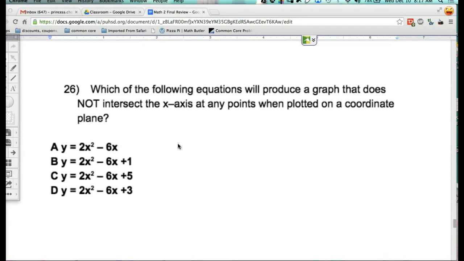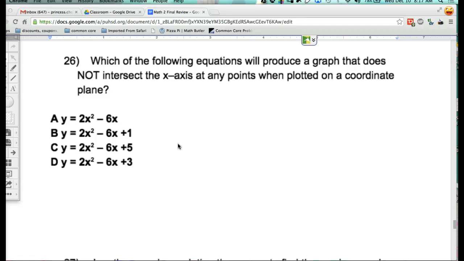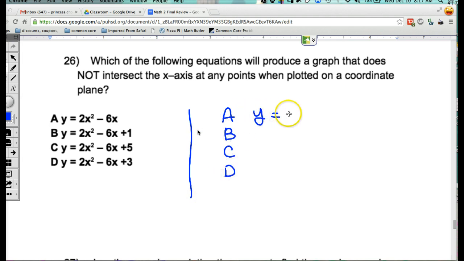Oh, your practice question is not there. So what I'm going to do is I'm just going to give you an equation, and I want you to tell me... Let me go ahead and give you a set of different options, A, B, C, D. And then let me give you something like y is equal to 3x squared minus 4x, and then y equals 3x squared minus 4x plus 1.